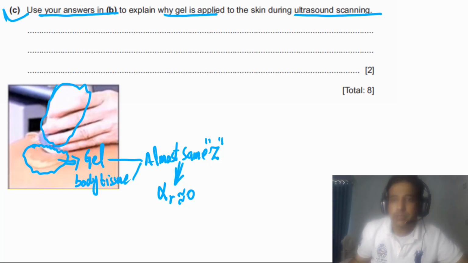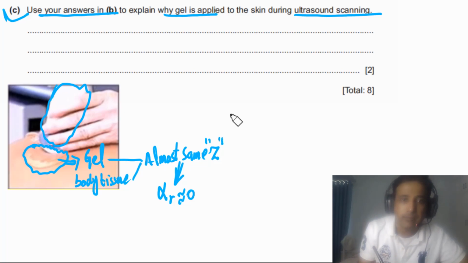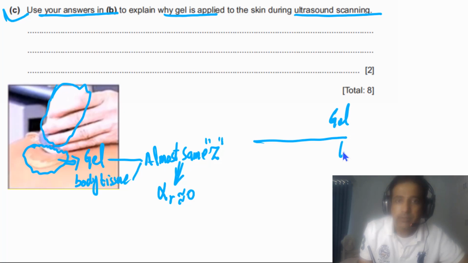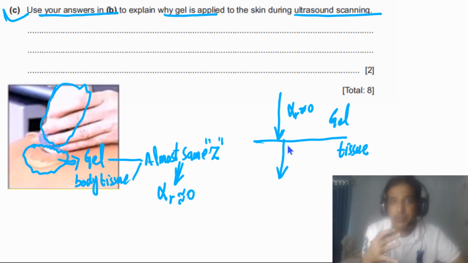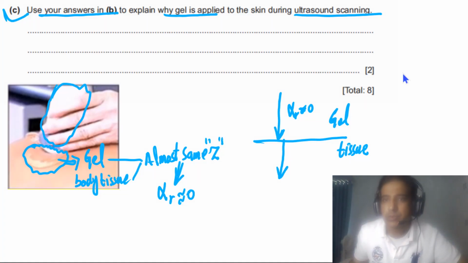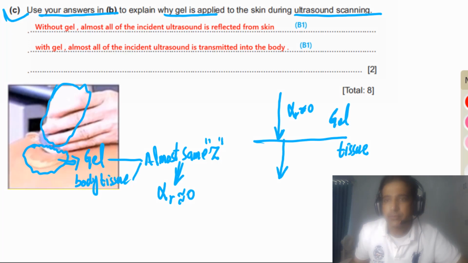Let me rewrite one thing again. If this one is the gel and this one is the tissue, and if Z is the same, in this case most of the ultrasound waves will enter the tissue, because alpha R is close to 0. So we can get a better image, and we can study the internal body parts in more detail. Let me show you how you can write down your answer. In your answer you have to mention these 2 points.